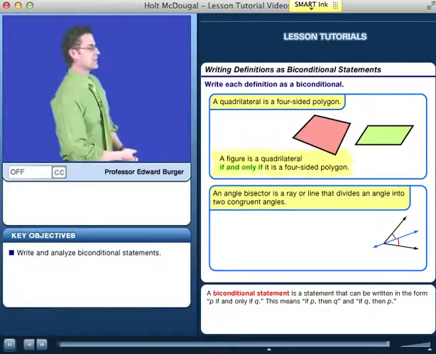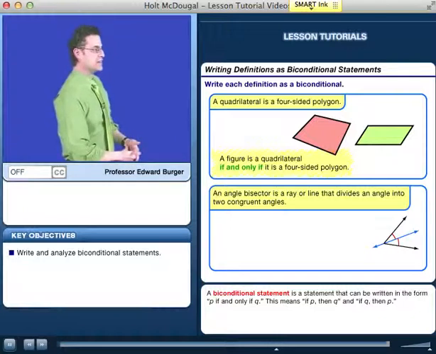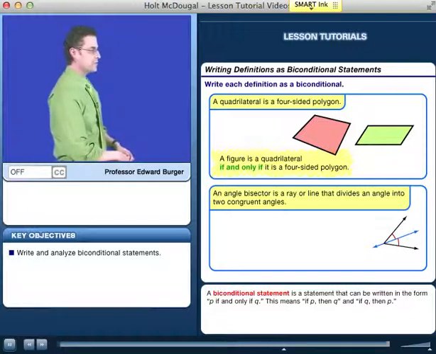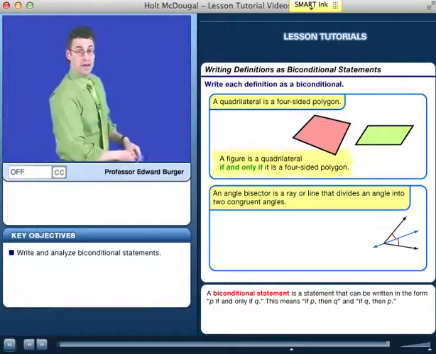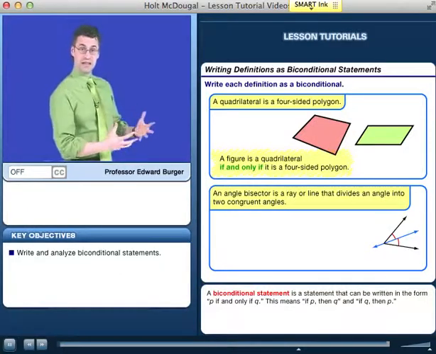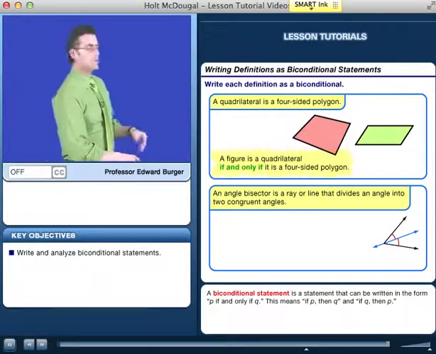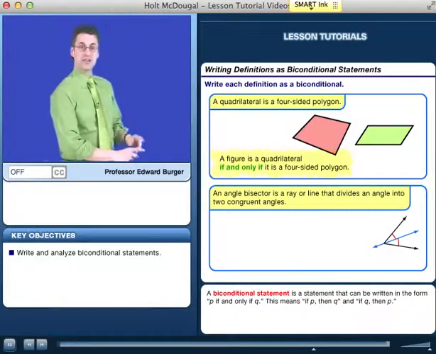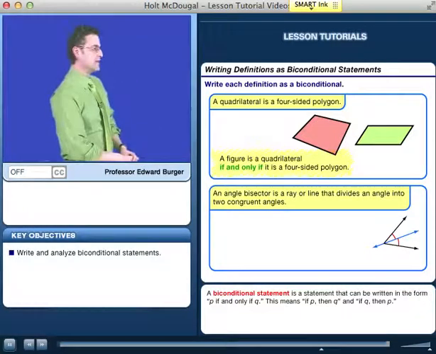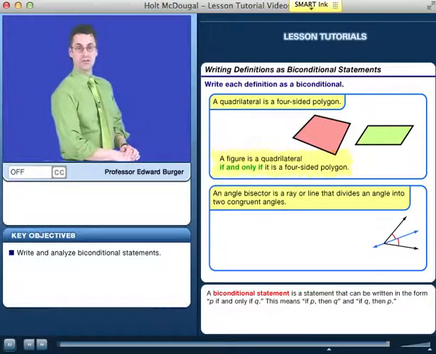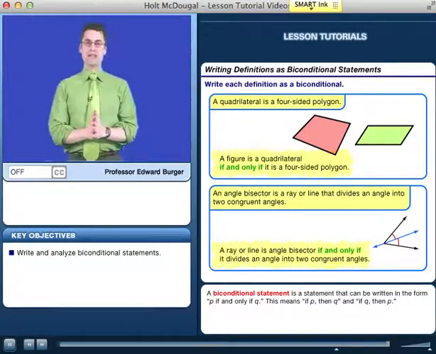An angle bisector is a ray or line that divides an angle into two congruent angles. Now we can write that definition as a biconditional by saying something like, a ray or a line is an angle bisector if and only if it divides an angle into two congruent angles. If and only if, biconditional.